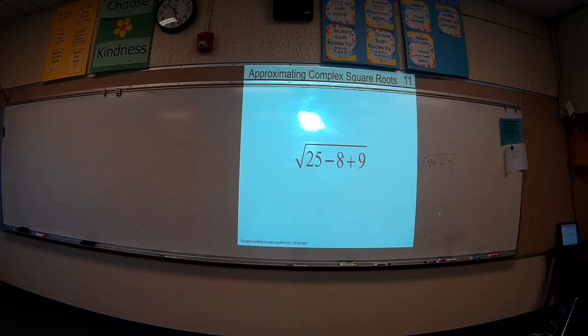Integers. 25 minus 8 is 17. 17 plus 9 is 26. That should be 26. No, you're good, you're good. I'm just sorry, that looks like a 2? Yeah. Okay, we're good, we're good. Perfect.